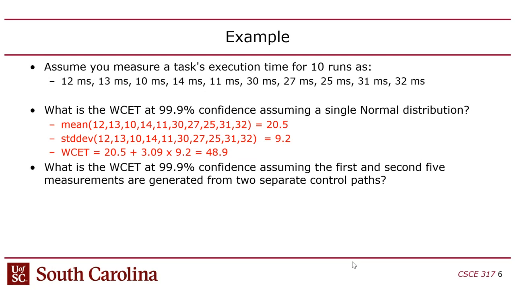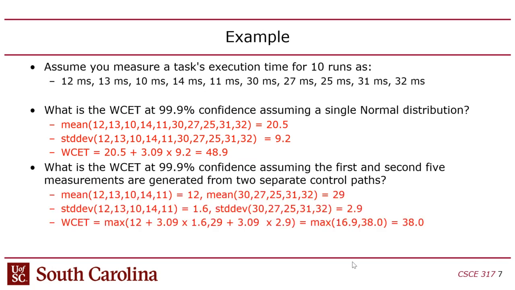But if you assume the first and second measurements are generated from two separate control paths, two different modes, then you can model them separately, and you get a tighter measurement that way. You can just group the first and the second runs, and you get tighter standard deviations for each. And so in that case, you're just looking at the max of the estimates of the individual distributions.